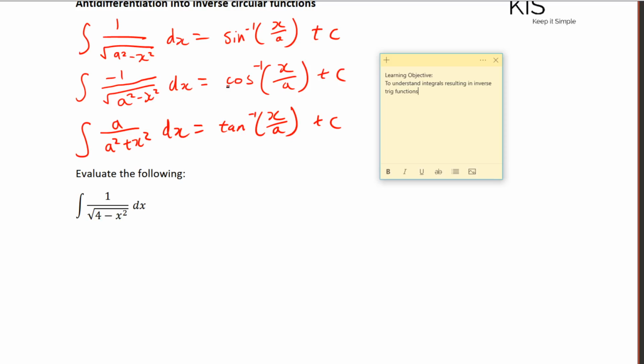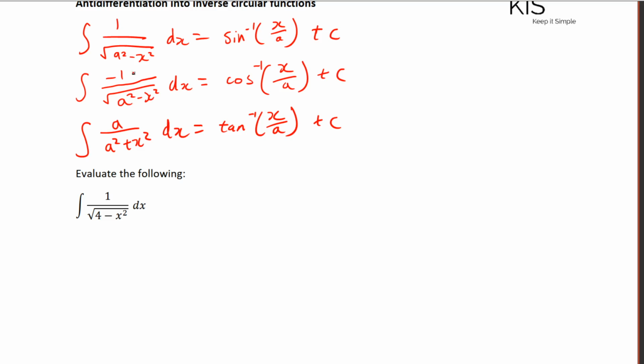So the objective of this video is to understand integrals resulting in inverse trig functions. Hopefully you've seen the video about derivatives of trig functions, because all the formulas I've written here are just based off of the derivative formulas. So the integral of this will result in inverse sine, the integral of this will result in inverse cos, and the integral of this will result in inverse tan. I won't explain them because they are just building upon the derivatives, so I'll just get right into some example questions.